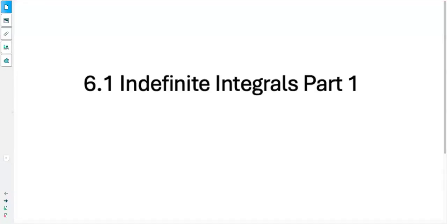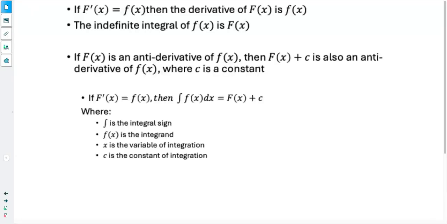Hi, today we are going to start looking at indefinite integrals. So if we have capital F prime of x equals f of x, then the derivative of capital F of x is f of x. And we can say the indefinite integral of f of x is capital F of x. Now, our indefinite integral is sometimes referred to as the antiderivative.